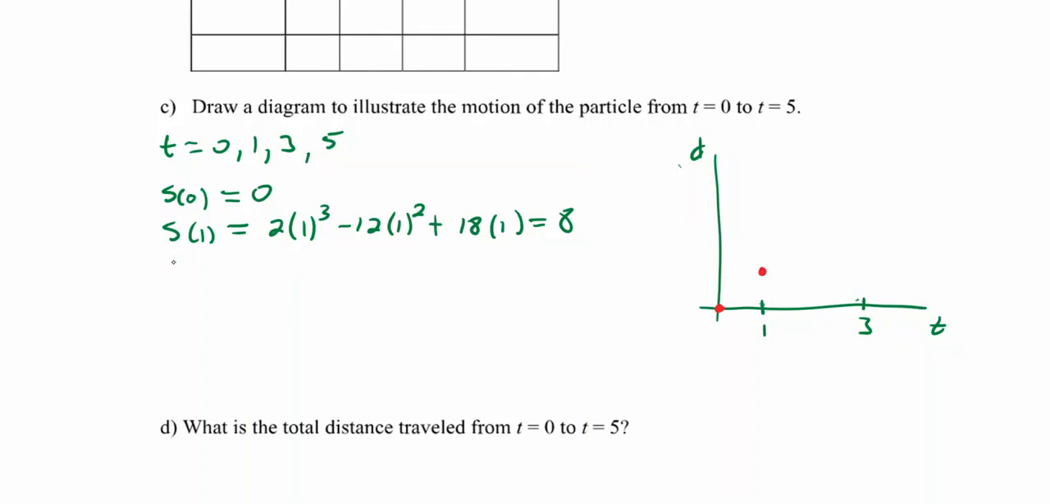And then we'll throw in s of 3, and that comes out as 0. So at 3 seconds it comes out as 0. And then s of 5 comes out at 40. All right. So then, yeah, 5, I didn't write it on there. Okay, so 40, so it'd be like way up here. Higher, but yeah, good enough.